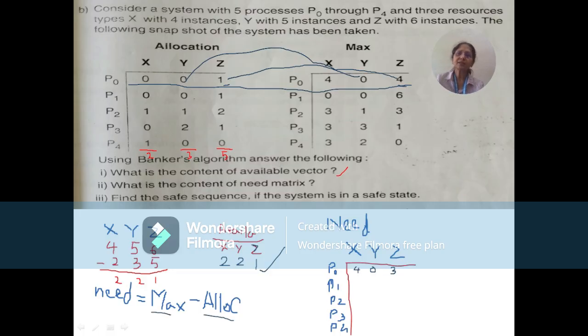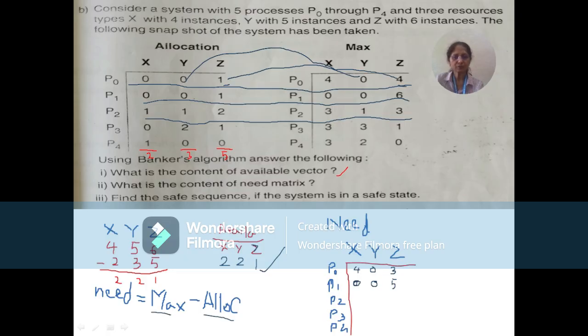Next, let's calculate the same for P1. So that is max minus allocation. X is 0 minus 0, so that is 0. Y is again 0 minus 0, so that is 0. And Z is 6 minus 1, so that is 5. Next, let's calculate for P2. So what is X? 3 minus 1. So 3 minus 1 is how much?